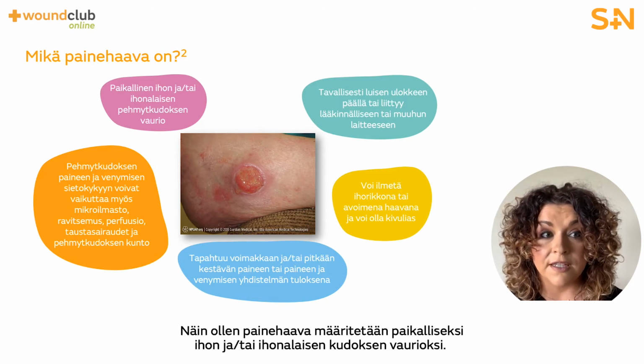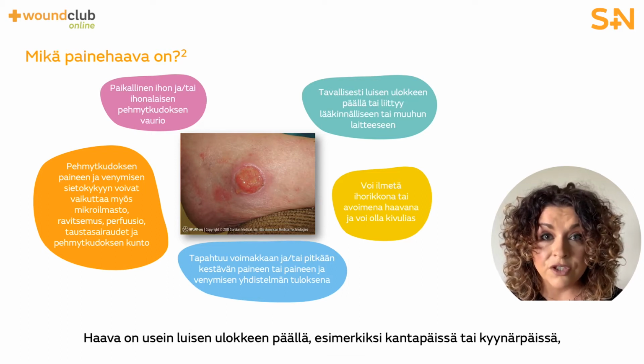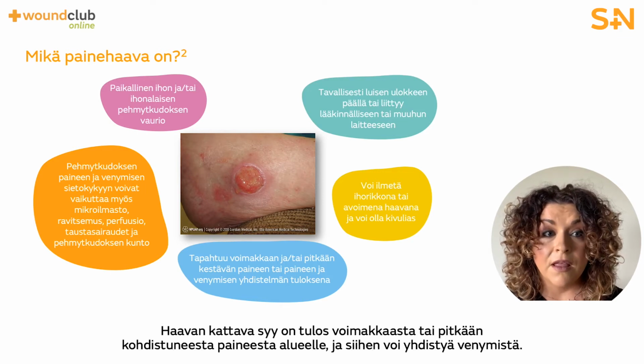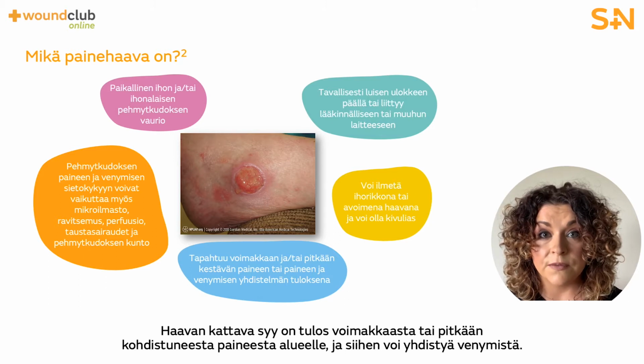Therefore, a pressure ulcer is defined as localised damage to the skin and/or the underlying tissue. The ulcer is usually over a bony prominence, for example, heels or elbows. There may be associated pain with the ulcer. The overarching cause will be as a result of intense or prolonged pressure to the area and can be in combination with a shearing force.